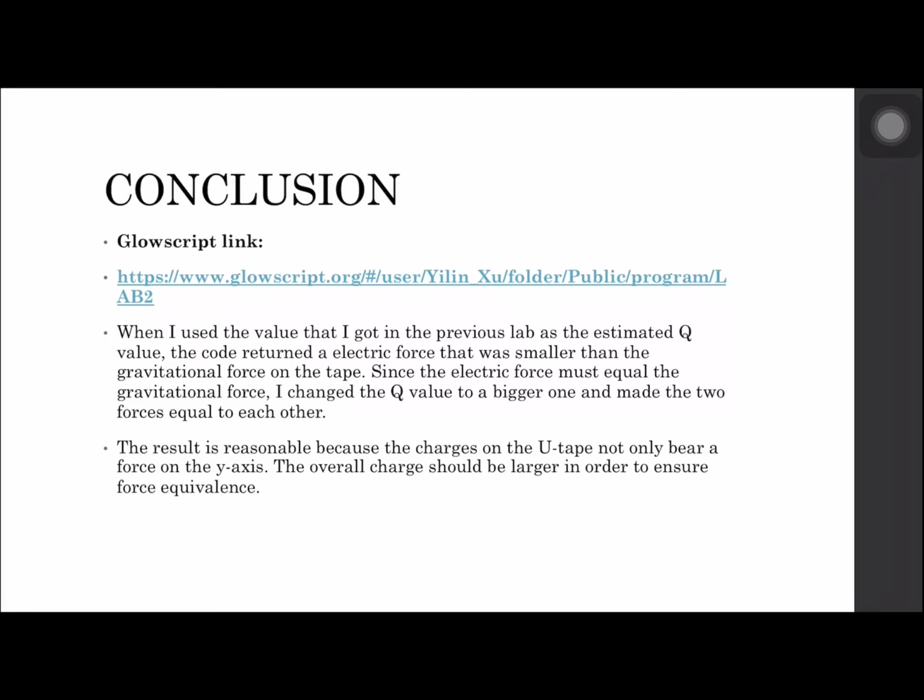When I used the value that I got in the previous lab as the estimated Q value, the code returned an electric force that was smaller than the gravitational force on the tape. Since the electric force must equal the gravitational force, I changed the Q value to a bigger one and made the two forces equal to each other. The result is reasonable because the charges on the U-tape not only bear a force on the y-axis, and the force on the x-axis will decrease the force on the y-axis. So the overall charge should be larger in order to ensure force equivalence.